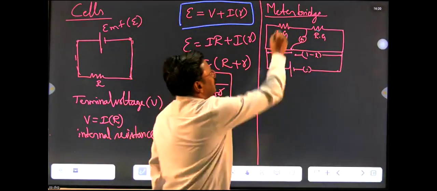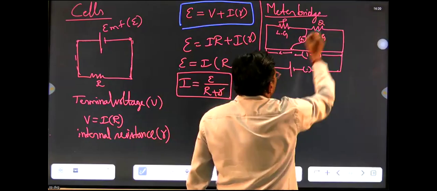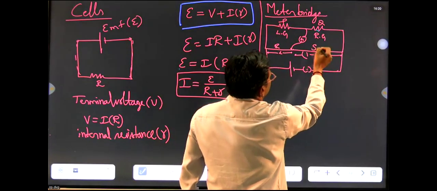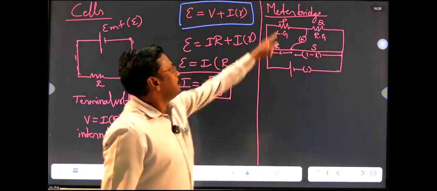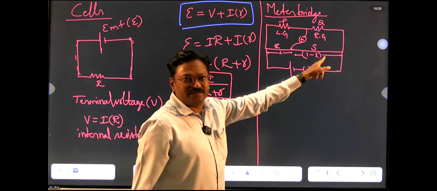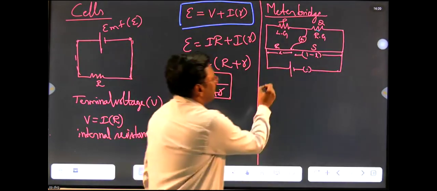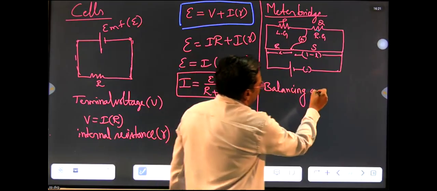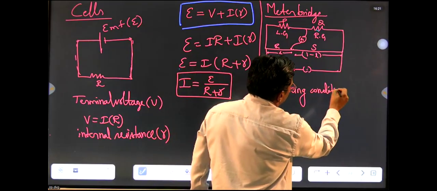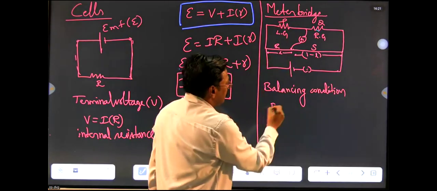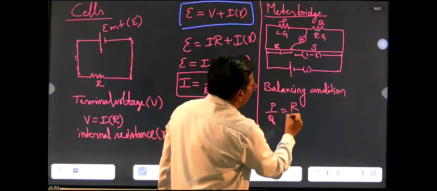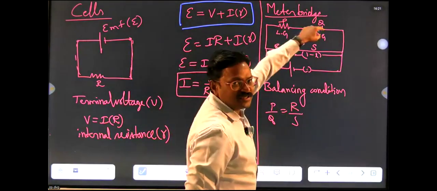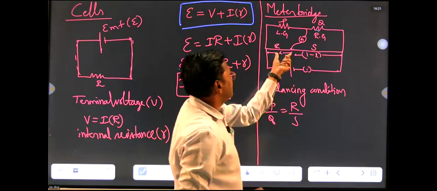So if we take this as P, let us take this resistance as Q. The resistance offered by this wire be called R. Let us take this resistor as S. Okay, P, Q, R and S. So what is the balancing condition? The balancing condition is P by Q is equal to R by S. P is the resistance in the left gap. Q is the resistance in the right gap. R and S are the resistances of these wires.